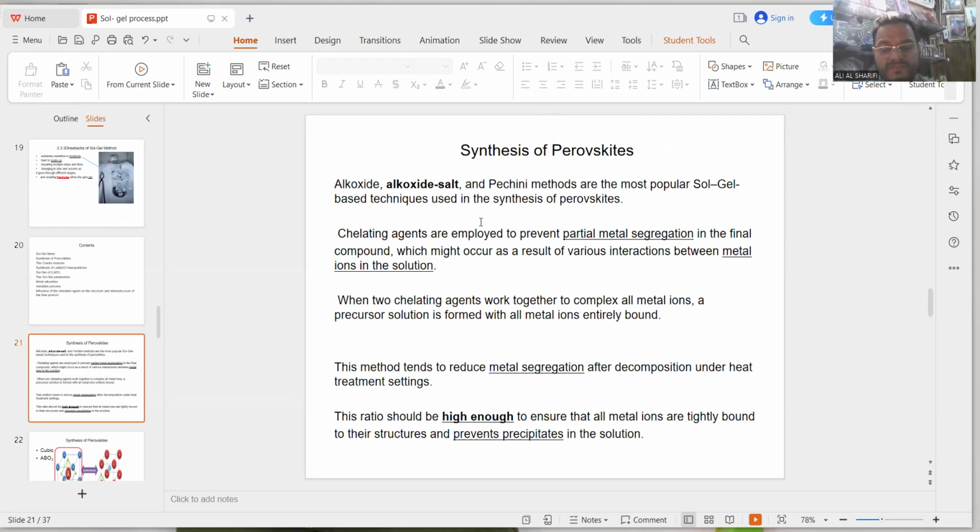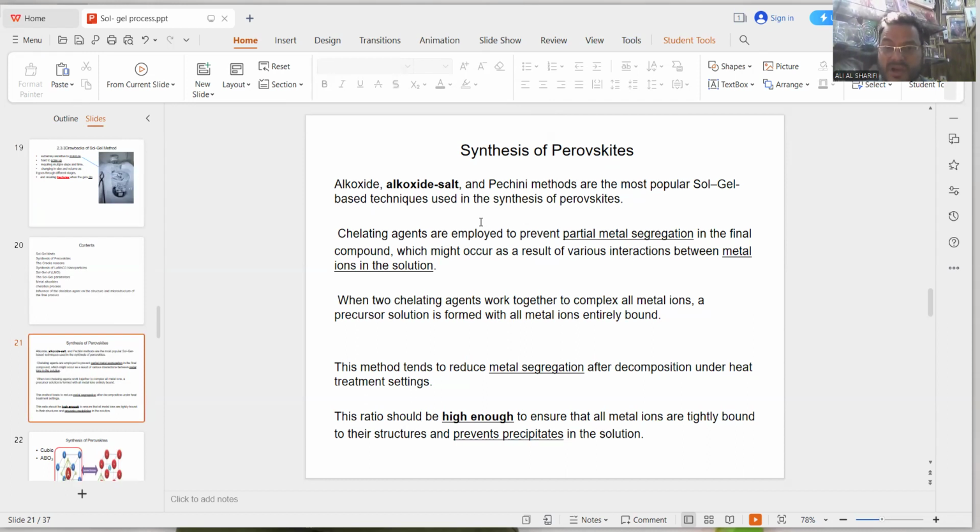There are some differences between them. For example, the Pechini method is less sensitive to moisture than the alkoxide salt. I use the alkoxide salt because it's easy to control, easy to produce, and cheap, except the precursors were not cheap. We can check their price from Merck company.